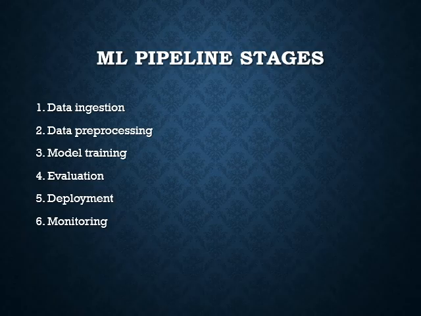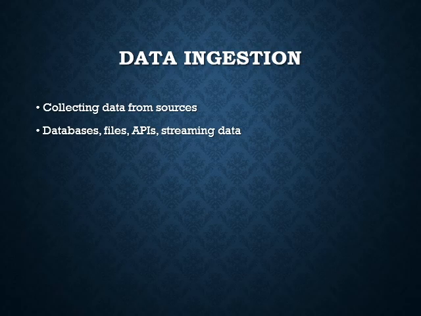ML pipeline stages. Typical pipeline stages include data ingestion, data preprocessing, model training, evaluation, deployment, and monitoring. These stages create a complete end-to-end ML system.